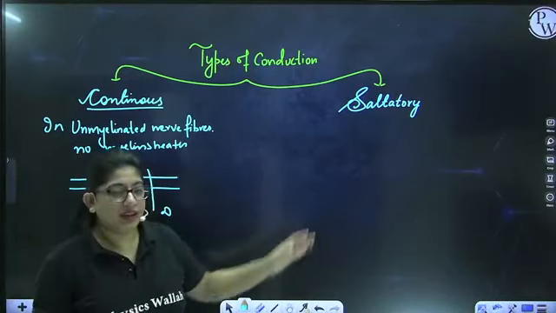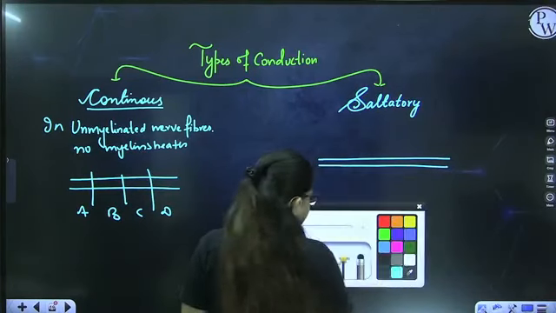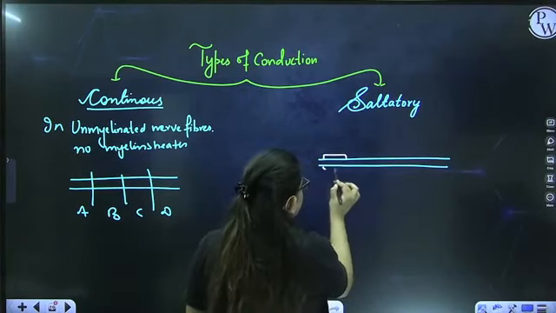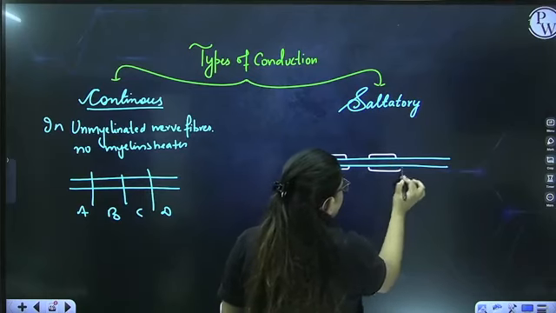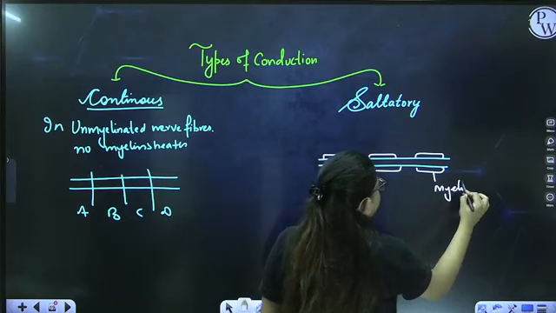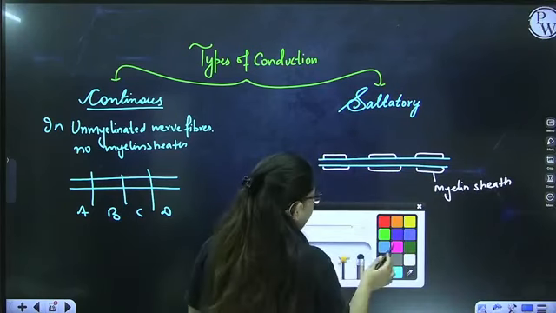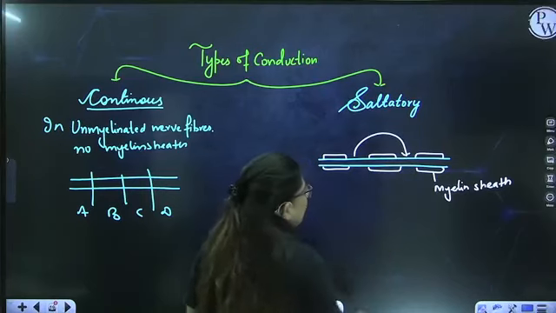Whereas in the saltatory, what happened? There is a nerve membrane, and there is the myelin sheath in places. Because there is myelin sheath, it acts as an insulator. It will not allow the current to pass through. So, the current will move by jumping like this.